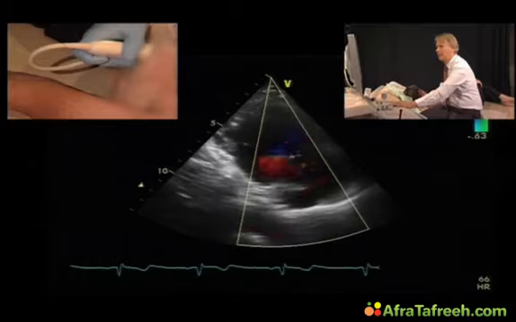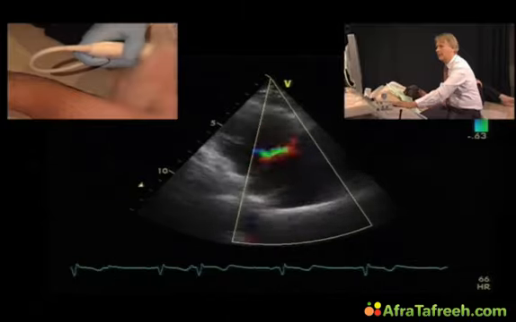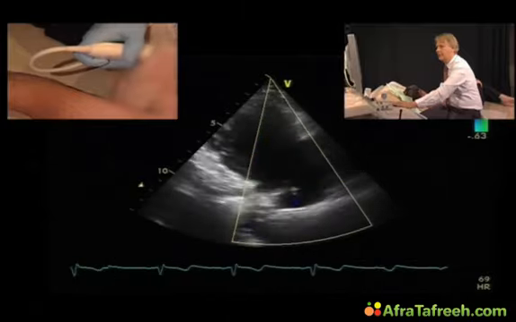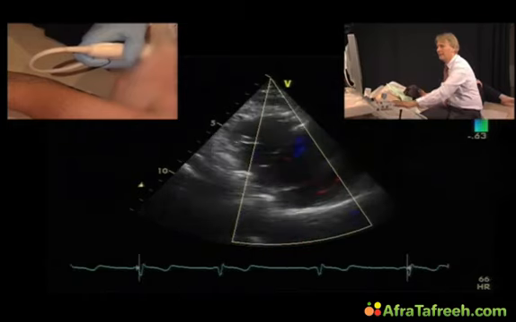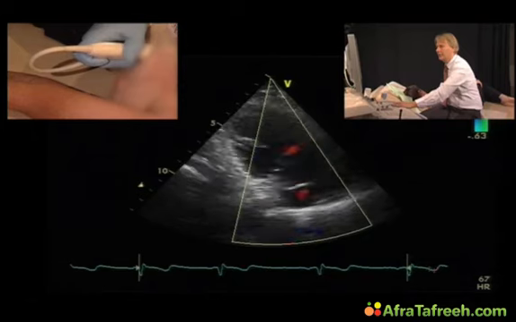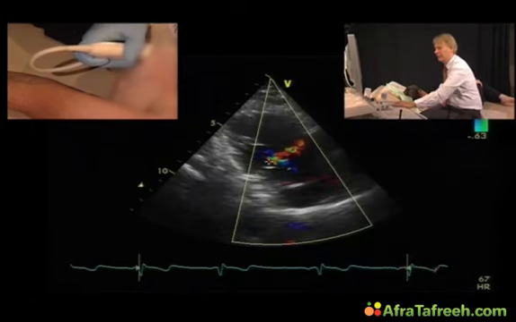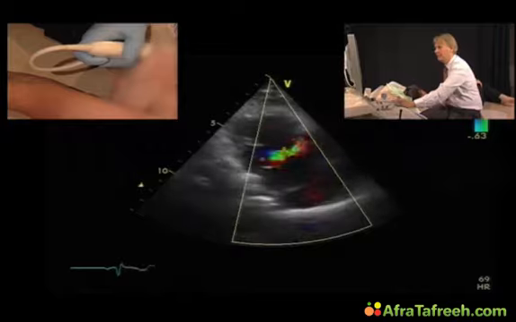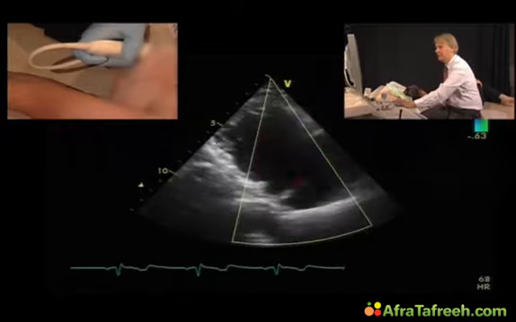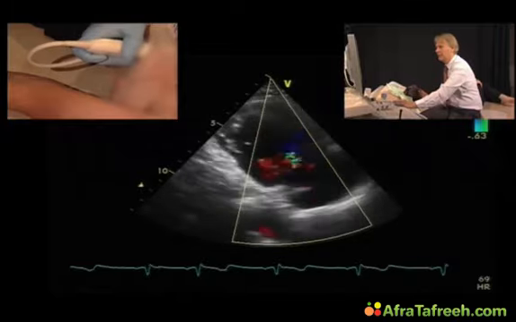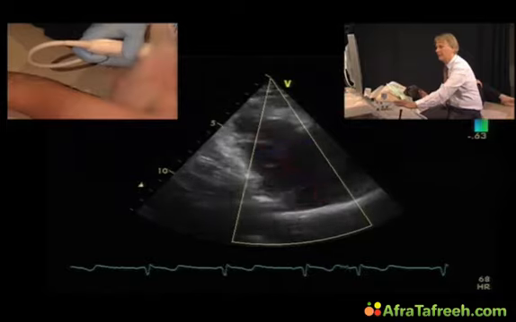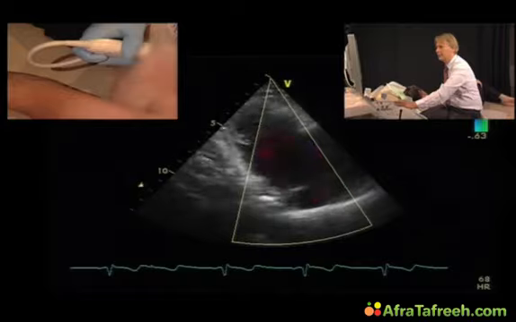And immediately we see that there is some degree of tricuspid regurgitation. And we also see that the jet has an orientation towards anterior. So the direction of the jet is towards the chest wall, anterior. And what we now try to do is we try to see the flow convergence zone, which is not easy to see in this patient.